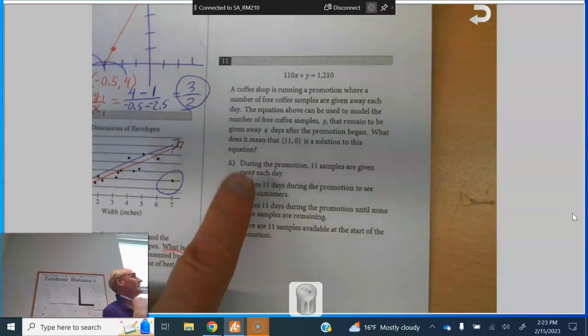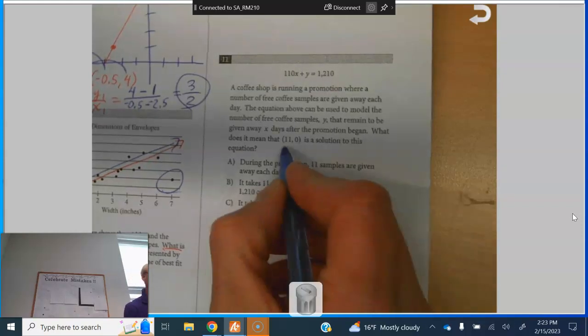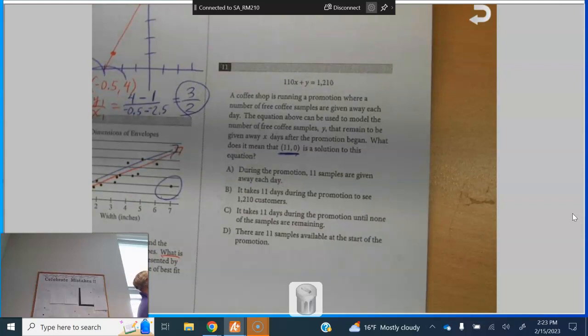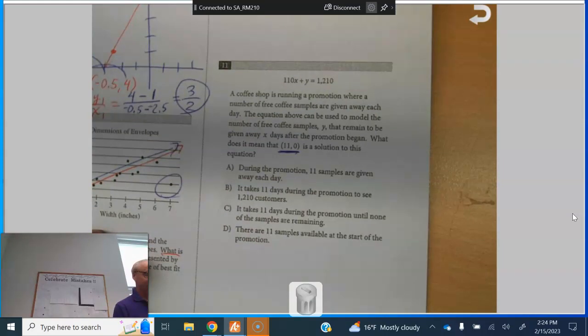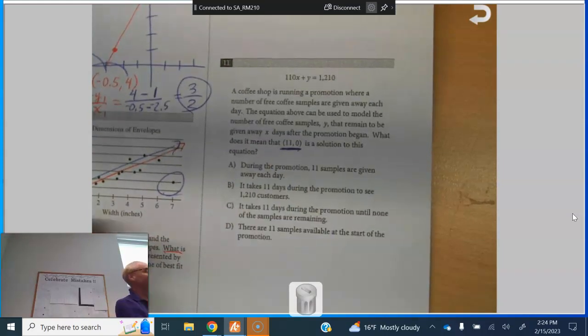This one looks really hard, and I spent a long time explaining it in the other classes. But eventually, after my third try of this, I realized all you had to do is put labels on that point, and you're done. All you have to do is label that point. Label the X, label the Y. 11,0 is a solution to the equation up above. And if you label the solution, you'll know what it means. Try it.